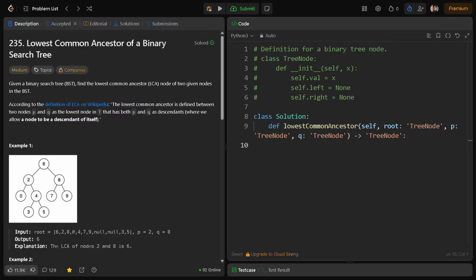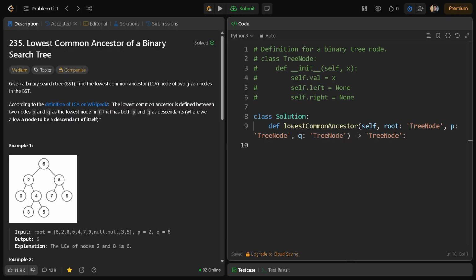Today, we'll be solving LeetCode 235, lowest common ancestor of a binary search tree. This problem gives us a binary search tree, and two nodes inside it. Our goal is to find the lowest common ancestor of those two nodes. The lowest common ancestor is the deepest node in the tree that has both nodes as descendants.